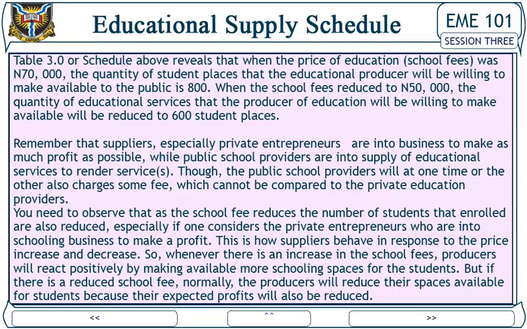The schedule reveals that when the price of education, school fees, was 70,000 naira, the quantity of students' places that the educational producer will be willing to make available to the public is 800. When the school fees reduced to 50,000 naira, the quantity of educational services that the producer of education will be willing to make available will be reduced to 600 students' places.